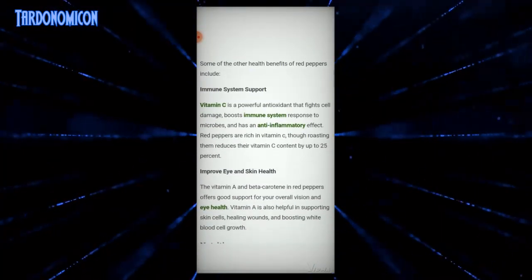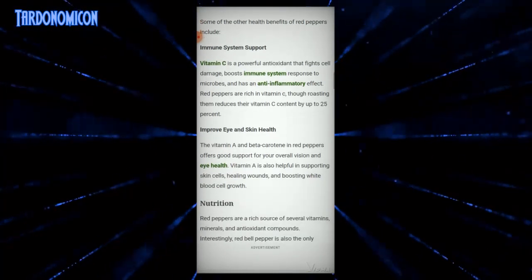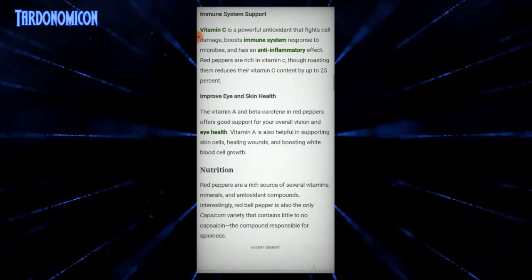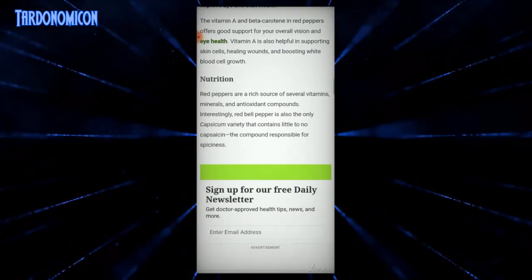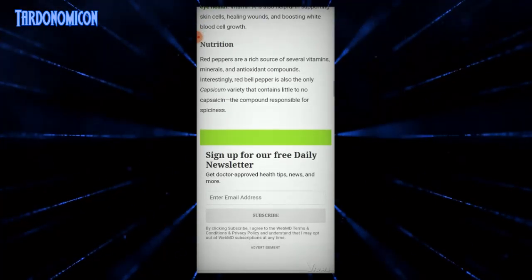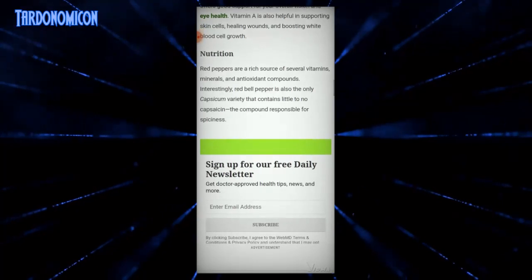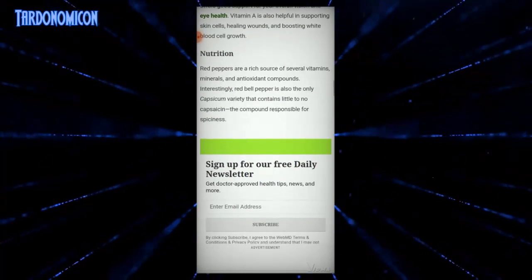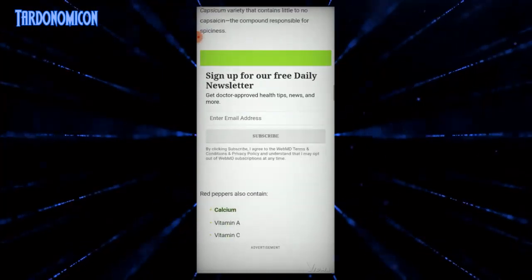Immune system support. Vitamin C is a powerful antioxidant. It's anti-inflammatory. It improves eye and skin health. Red peppers are a rich source of several vitamins, minerals, and antioxidant compounds. Interestingly, red bell pepper is also the only capsicum variety that contains little to no capsaicin, the compound responsible for its spiciness.